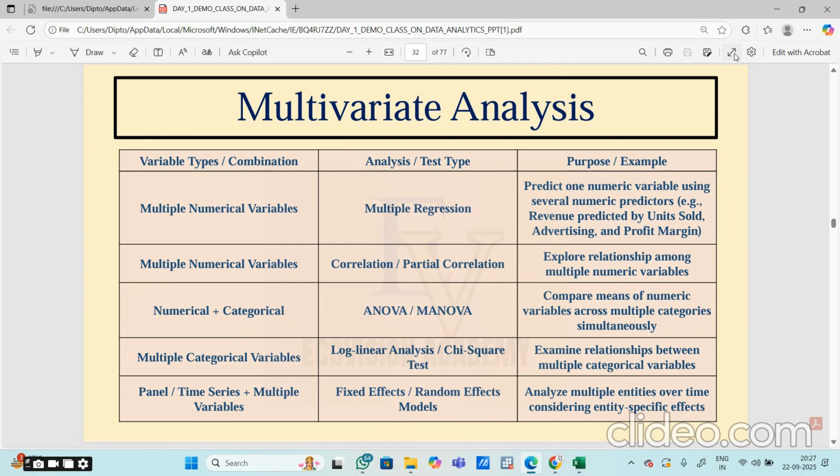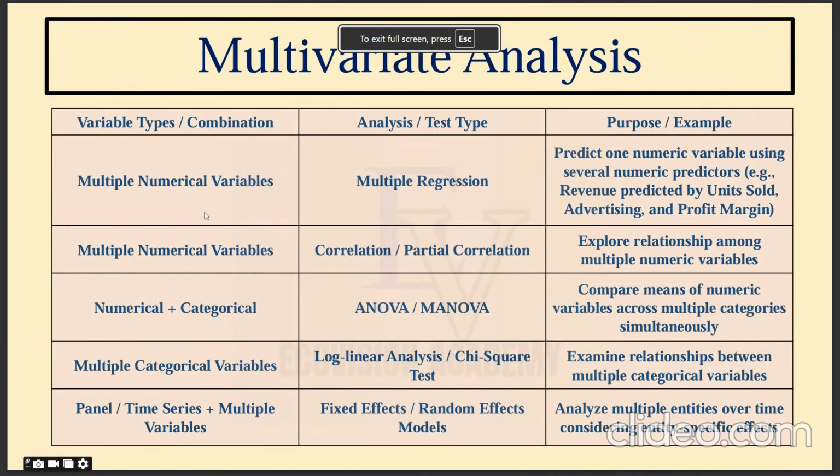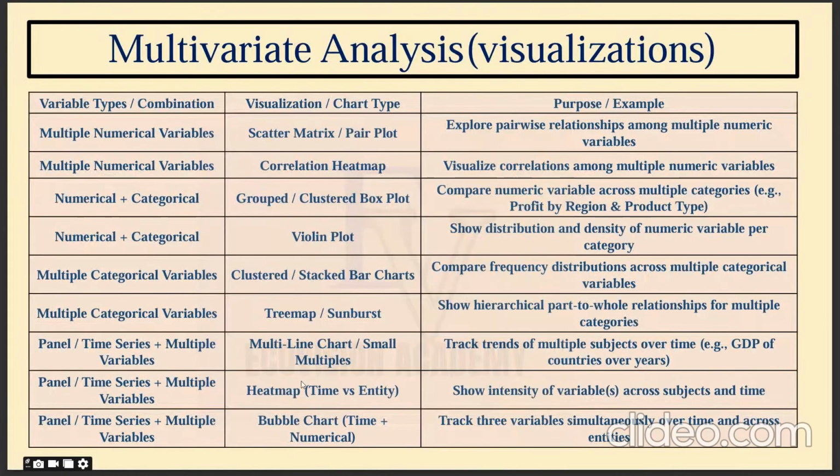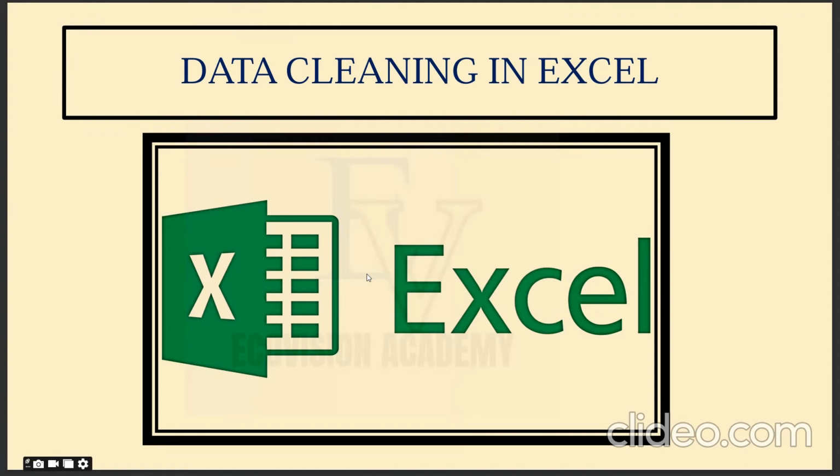Okay. So what type of multivariate analysis can be done? We have multiple regression, multiple correlation, ANOVA, MANOVA, log linear analysis, fixed effect, random effect, that is panel data models, etc. What are the visualizations that can be done with multivariate analysis? Scatter matrix, correlation heat map, grouped or clustered bar chart, violin plot, clustered stacked bar chart, tree map, sunburst, multi-line chart, heat map, bubble chart, time plus numerical, etc.